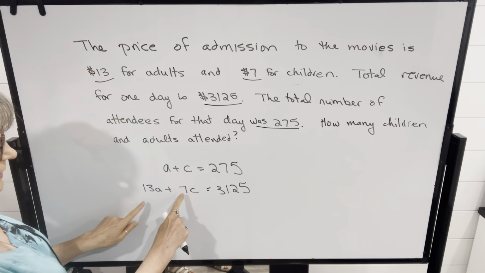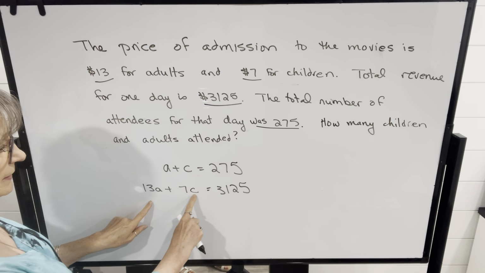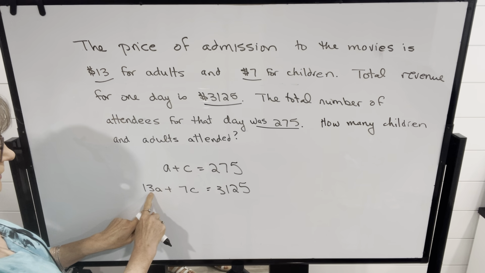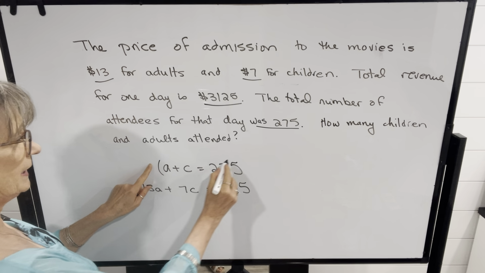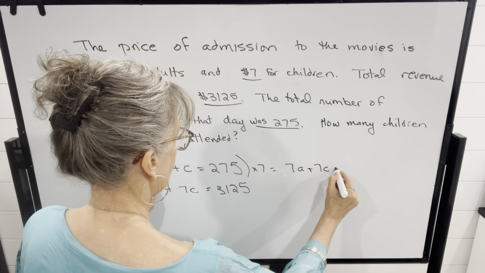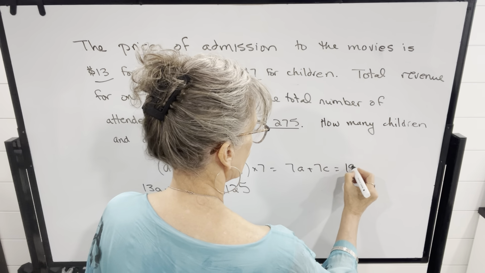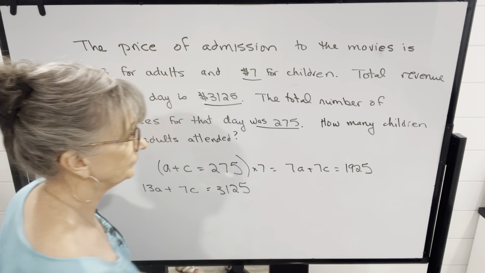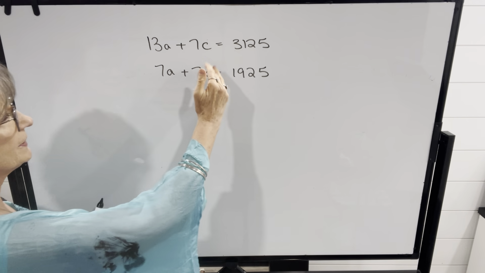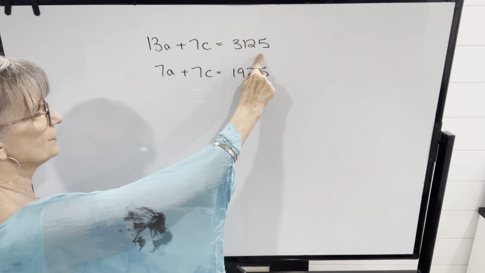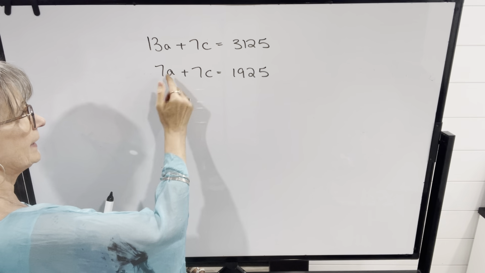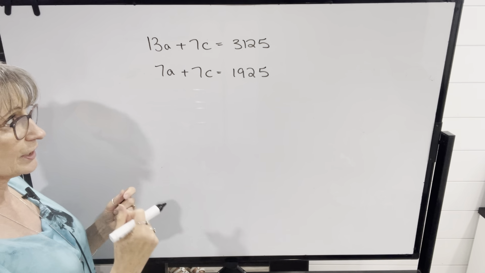In order to solve this, I think it's going to be easiest to eliminate C, because 7 is a smaller number than 13. So I'm going to take this equation and I'm going to multiply it by 7. So I will get 7A plus 7C equals 1925. Now let's follow through like we did with the previous examples. So I've rewritten these equations, and I actually put this equation first because the coefficient for A was larger here than in this equation, and then it makes it easier when I subtract not to have negatives.